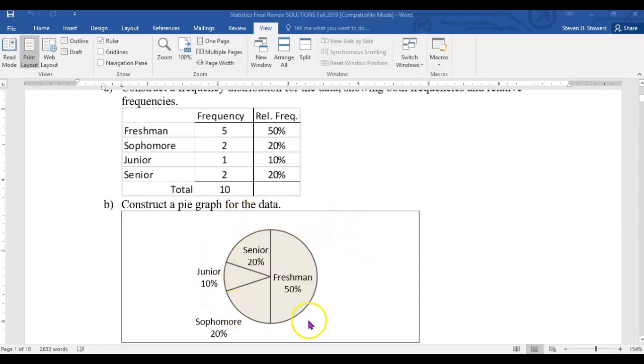A pie graph for that set of data would look like this. Since the freshmen make up 50% of the data values, half of the circle should be the section for the freshmen. Then the other half is devoted to 20% seniors, 10% juniors, and 20% sophomores. So I made the two 20% sections the same size as each other, and then each one of those is twice as big as the 10% section.